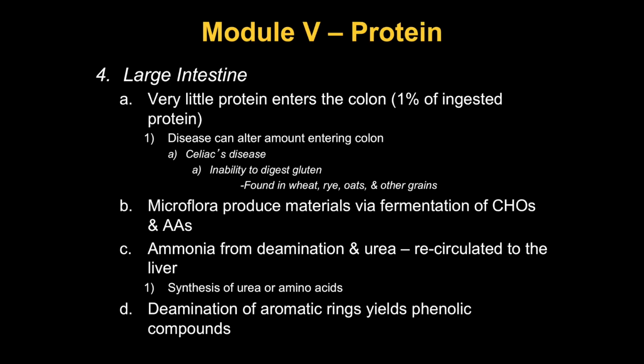We also have ammonia from deamination, and deamination just simply means that you took off that amine group, that nitrogen group that makes protein so special, off that amino acid. You can release some of that, which then could be converted to urea and in some instances recirculated back to the liver so that we can recoup some of that nitrogen and utilize it to basically make other amino acids. We also have deamination of aromatic rings, which yield phenolic compounds, which have been shown in a person's diet to basically reduce our risk for cancer.